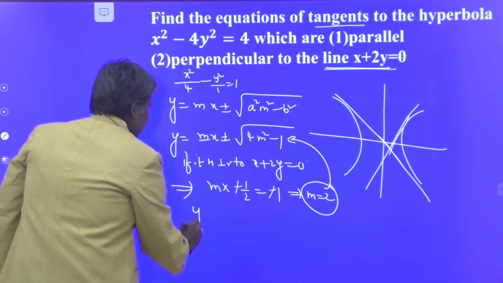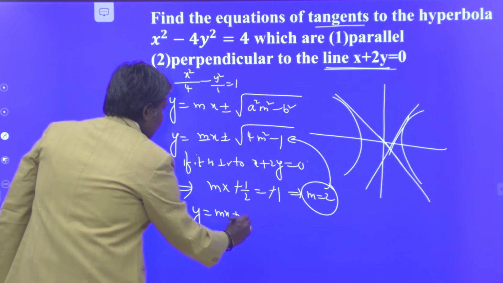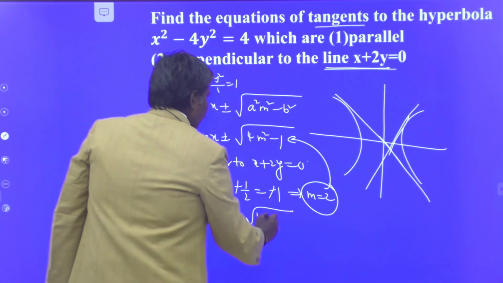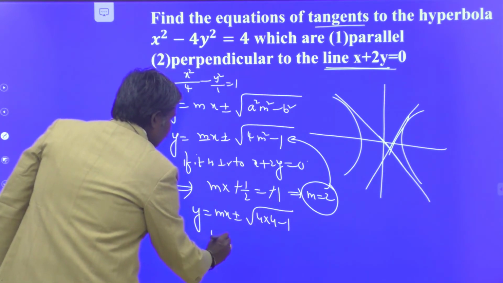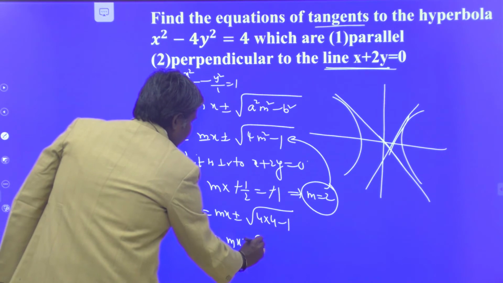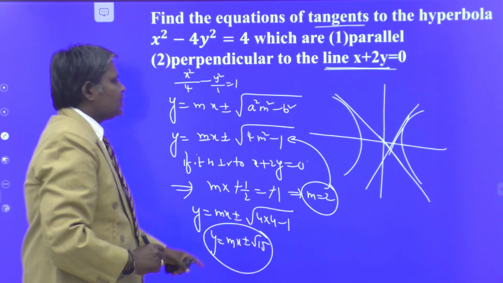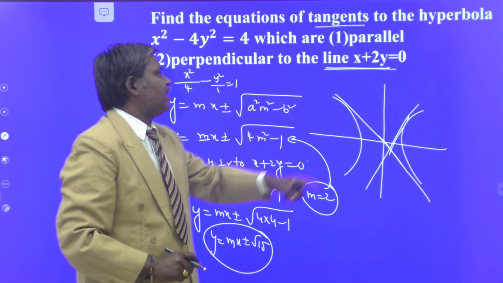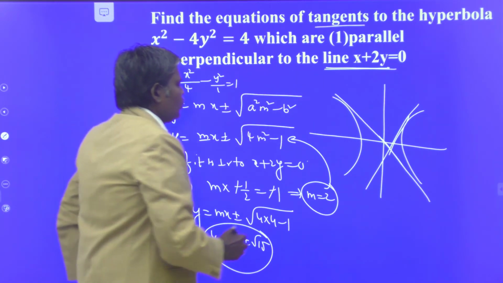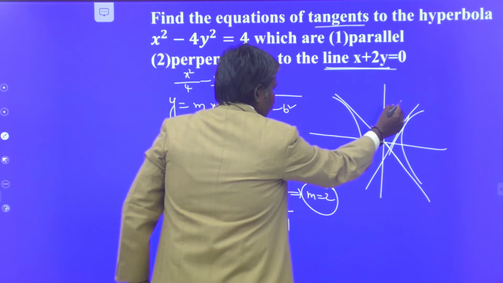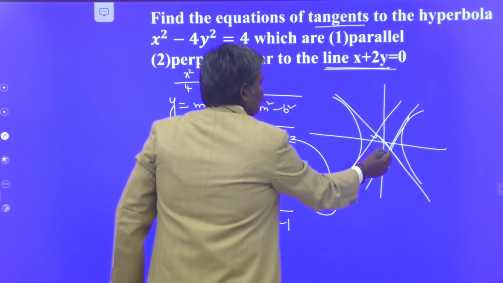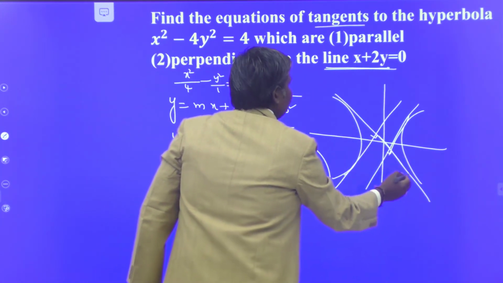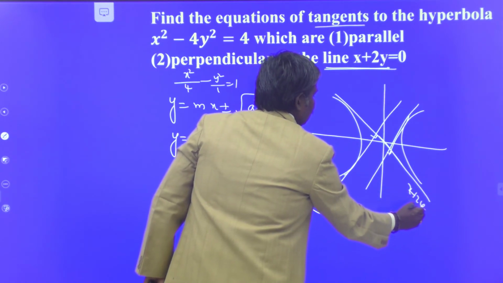We obtain the tangents: y = mx ± √(4 × 4 − 1), that is, y = mx ± √15. These are the equations of tangents to the hyperbola which are perpendicular to the line x + 2y = 0. The other tangent may be in this manner. So there exist two parallel tangents to this hyperbola which are perpendicular to the given line, x + 2y = 0.